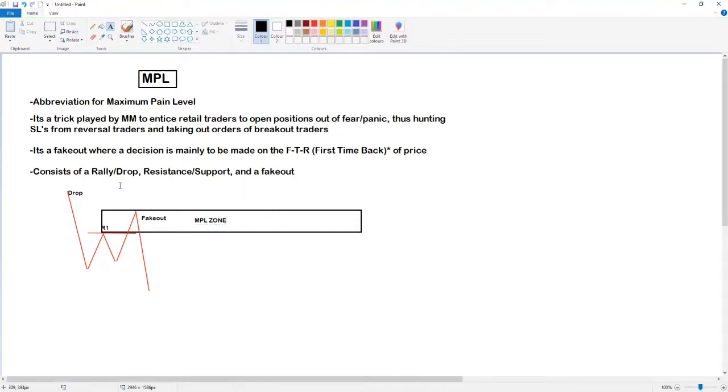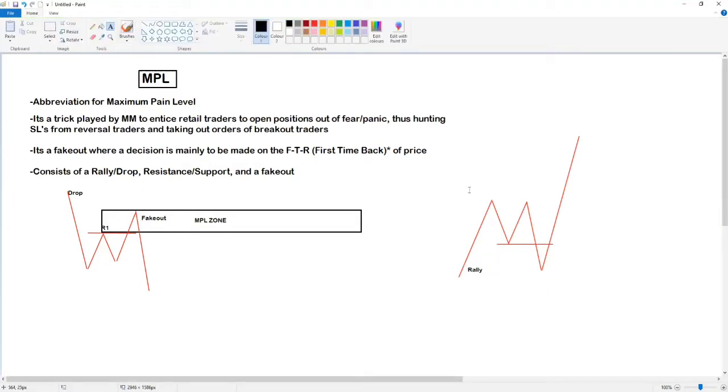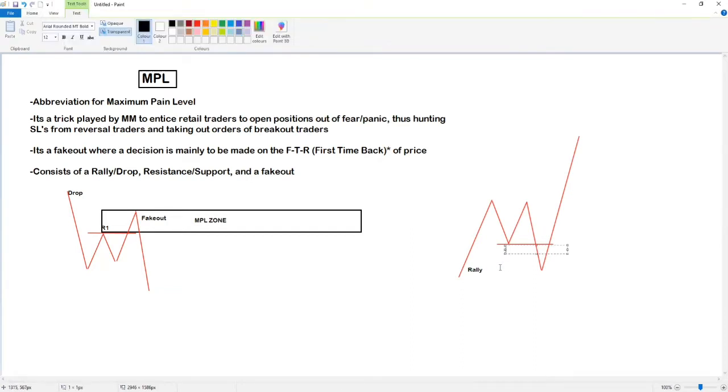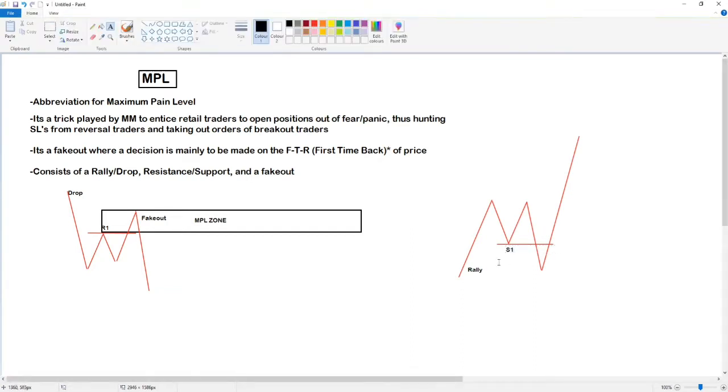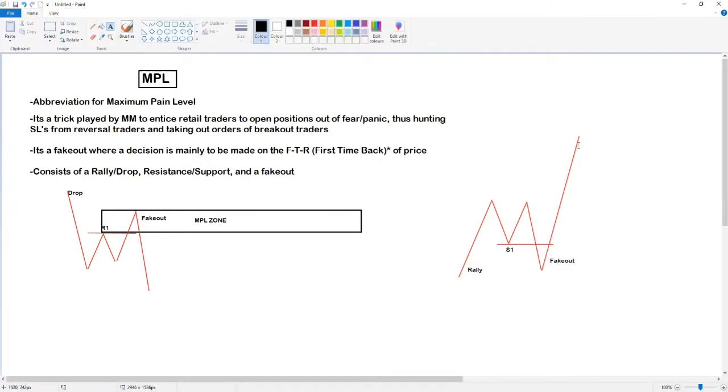right? The inverse would be true if we had a movement to the upside. So here, like I said, the opposite is true. You have a rally, you have support, and I'll call it S1. You have a fake out, and then you have the strong push to the upside. And on this area right here, you have an MPL zone.